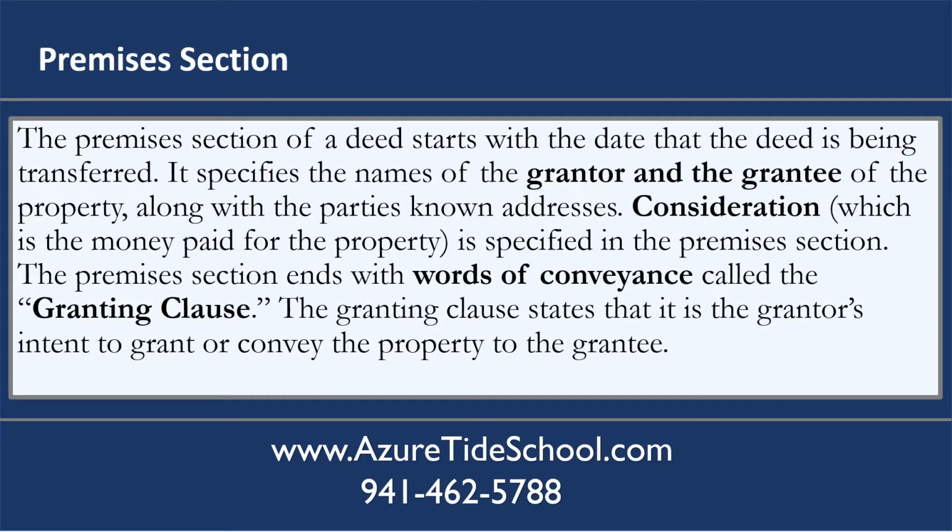Premises section. The premises section of a deed starts with the date that the deed is being transferred. It specifies the names of the grantor and the grantee of the property, along with the parties' known addresses. Consideration, which is the money paid for the property, is specified in the premises section. The premises section ends with words of conveyance called the granting clause.